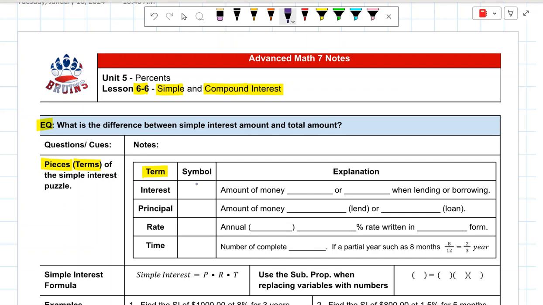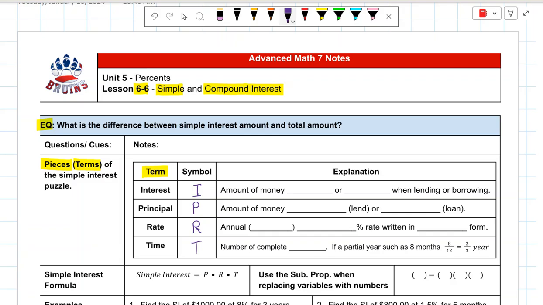interest, and the symbol for interest is a capital I. The symbol for principal is a capital P. The symbol for rate is a capital R. And the symbol for time is a capital T.